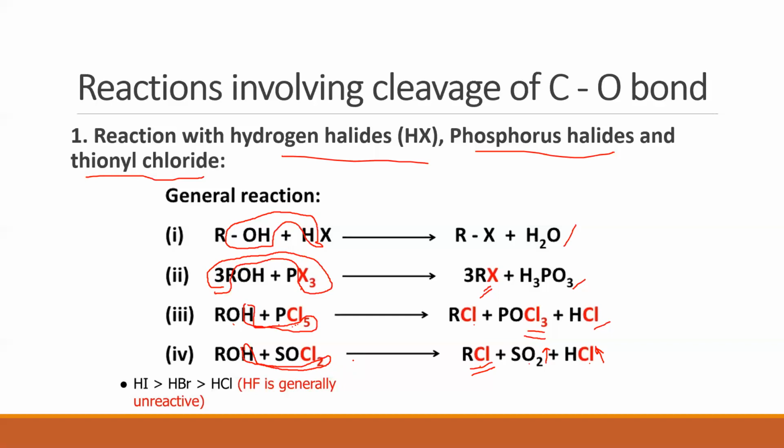And what is the order of reactivity of hydrogen halides in the first case? HI is more reactive than HBr, which is in turn more reactive than HCl, which means lesser the electronegativity of the halide or the halogen, more reactive it is. Or in other words, it's easy for us to break the bond in HI than in the case of HBr than HCl. HF is generally unreactive. So I want you to remember this as well.